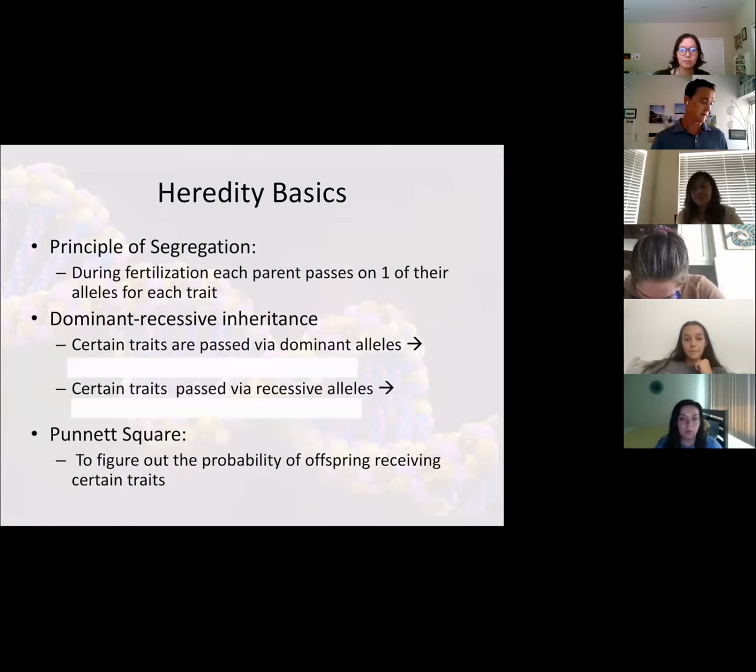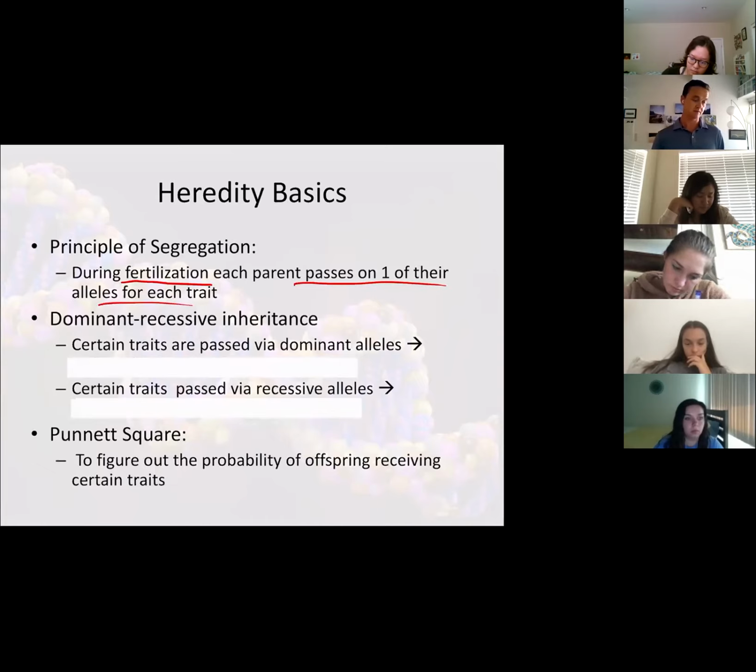Okay. All right, so some basics of heredity here. So the principle of segregation is one principle that's kind of important to understand here. So during fertilization, each parent passes on one of their alleles for that trait. Okay, so instead of having the 2, those 2 alleles that they have are segregated into 2 separate gametes, or 2 separate either sperm or egg cells. Really, it's going to be 4. We'll talk about that more next time. And those are segregated away from each other. So just because they're together in dad doesn't mean they stay together in the offspring. And that's kind of the point of the principle of segregation.